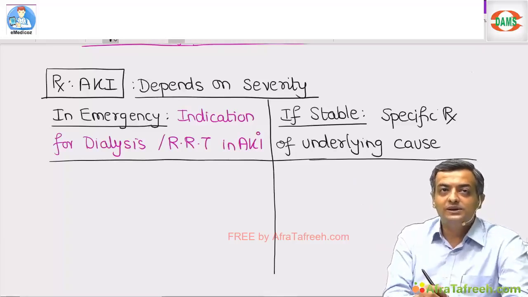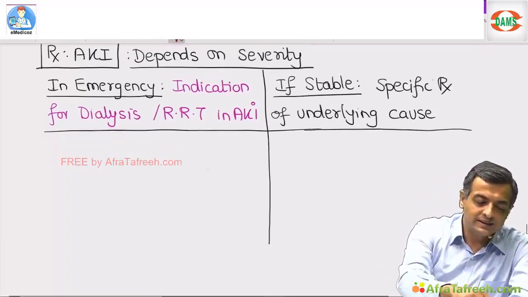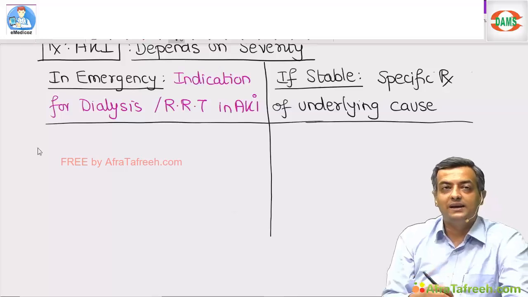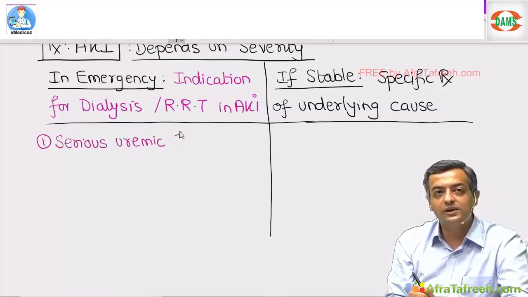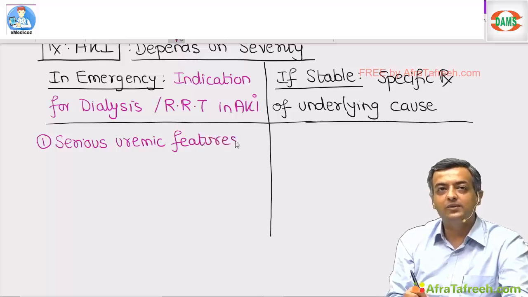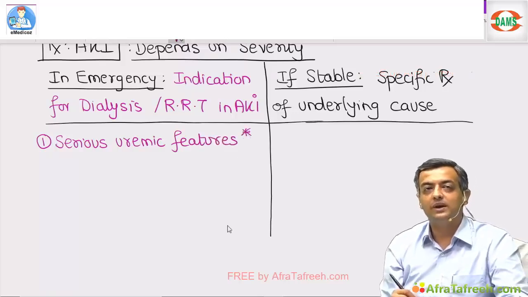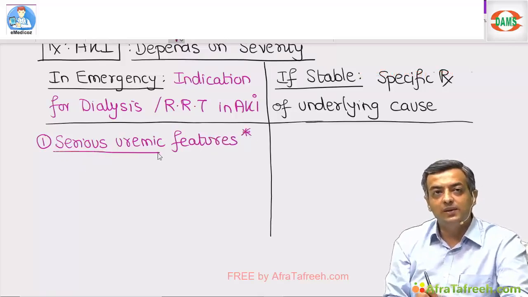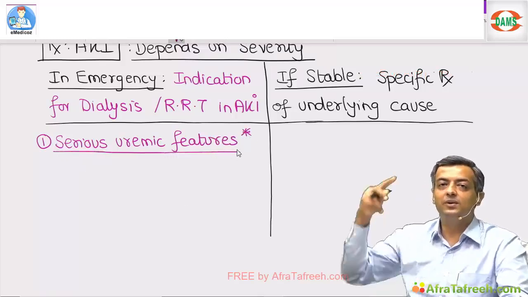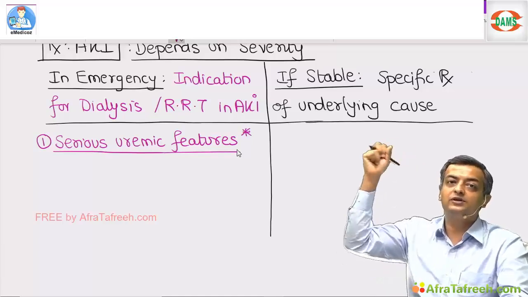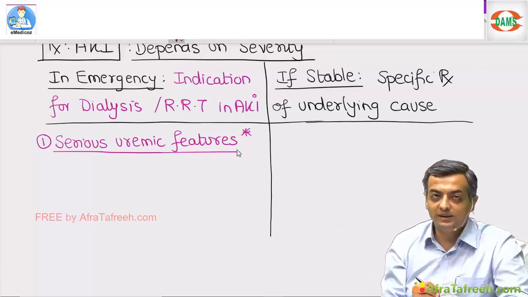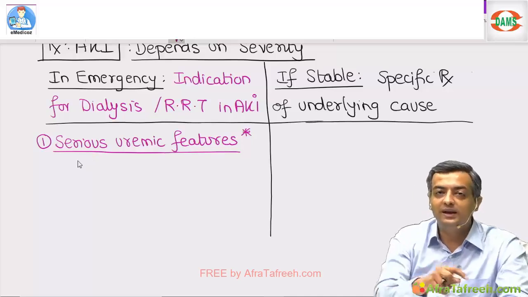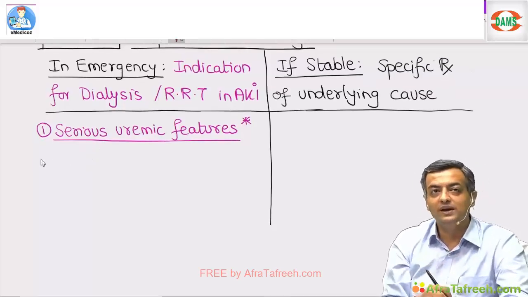So what are the emergency indications for dialysis in a patient of AKI? MCQ. Number 1 indication: presence of serious uremic manifestations. Go back to your symptomatology. Serious uremic features include encephalopathy, convulsion, pericarditis, shock, and coagulopathy. These are the 5 life-threatening uremic features. We have written them down.